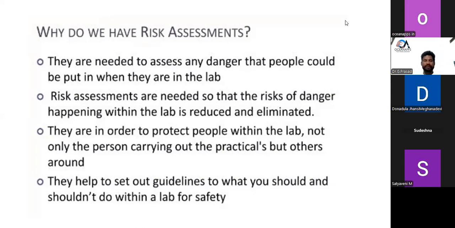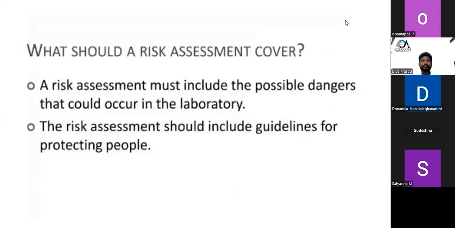They help to set out guidelines on what should and should not be done within lab safety. Then you have slogans in the lab or in the company, so you can have an analysis of a particular thing happening in a particular situation. So these are all the necessity of the risk assessment. What should a risk assessment cover? A risk assessment must include the possible dangers that could occur in the laboratory. The risk assessment should include guidelines and protect the people.